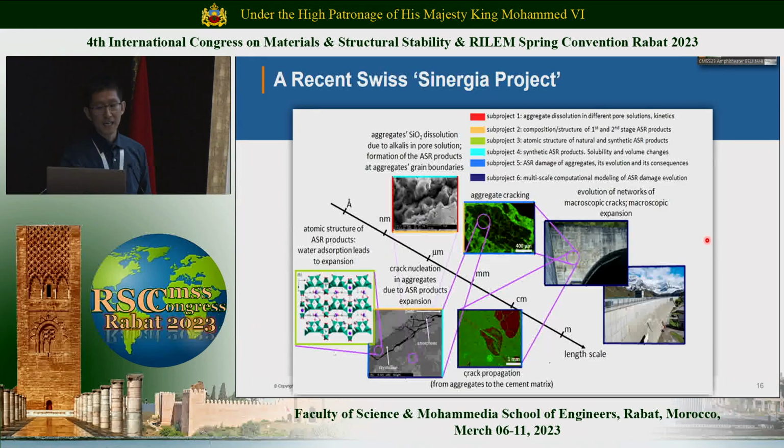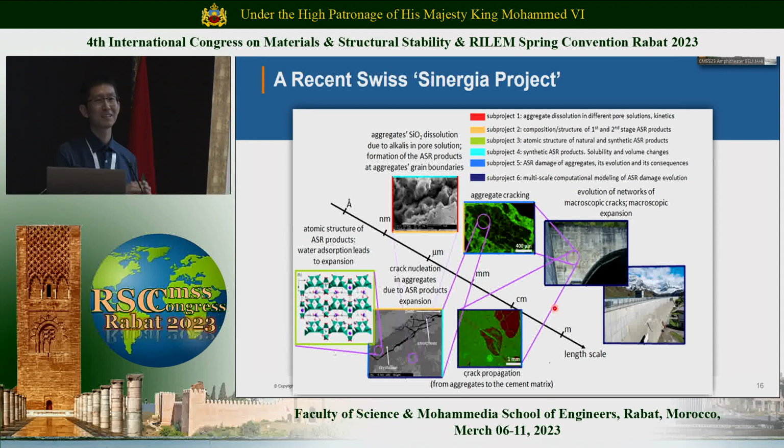So I'm showing you the second work using this synchrotron technology, which I did when I was a postdoc at the Paul Scherrer Institute in Switzerland. I was in a very big project inside Switzerland to study the alkali silica reaction problem, in collaboration with multiple other institutes. My job was to understand the atom scale configuration, the atom scale structure.